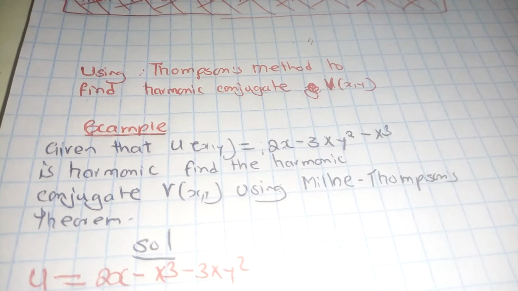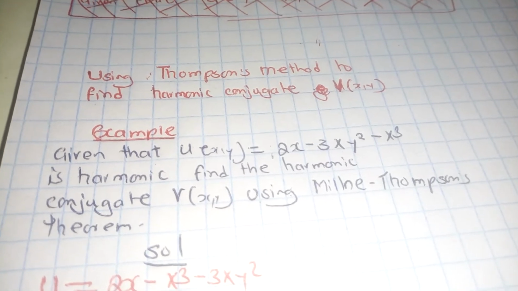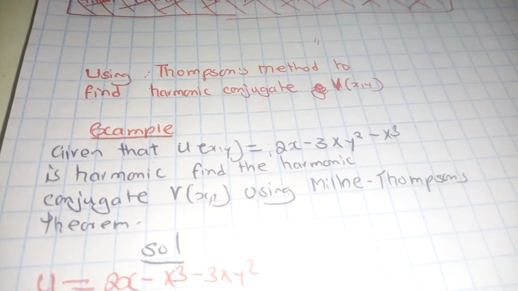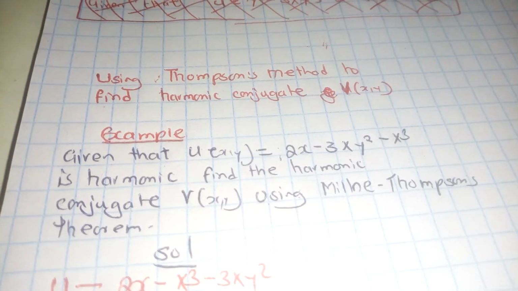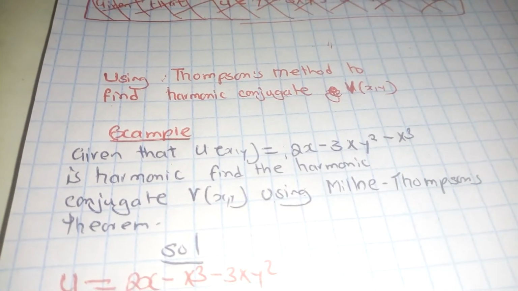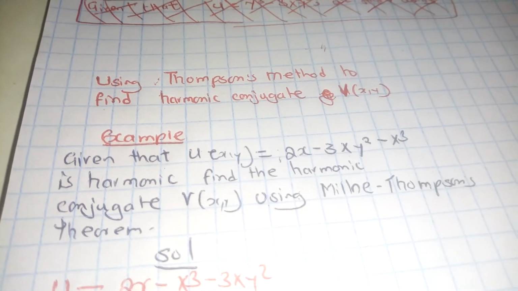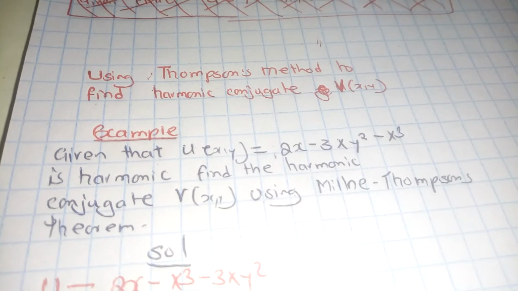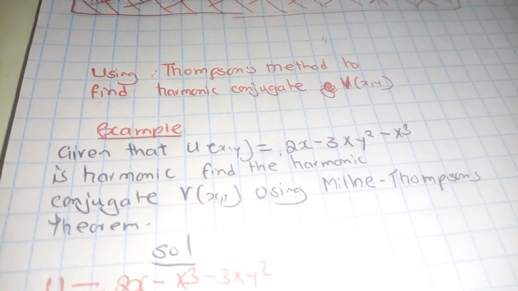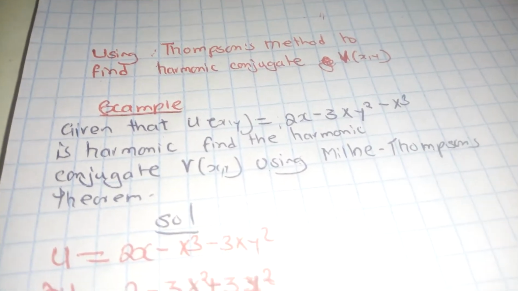And let's look at the example below. Given that u, a function of x and y, is equal to 2x minus 3xy squared minus x cubed, is harmonic, find the harmonic conjugate v of xy using the Milne-Thompson's theorem. Alright, let us look at the solution.